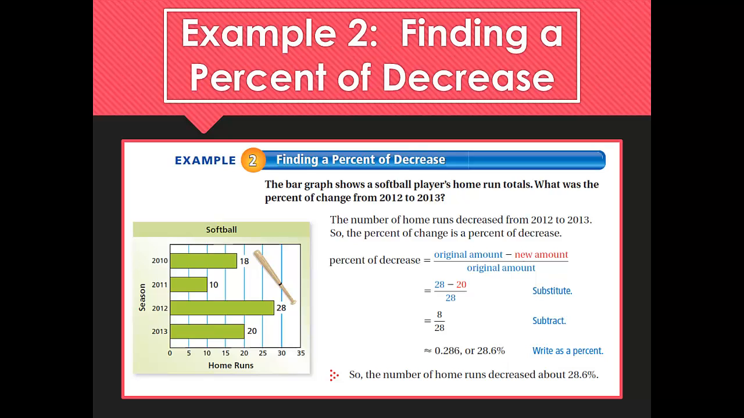Our percent of decrease would be equal to the original amount minus the new amount, and that would then be divided by the original amount. Our original amount would be the number for 2012, which was 28. Our new amount is the number from 2013, which is 20. So we have 28 minus 20, and that would be divided by 28. 28 minus 20 is equal to 8, and 8 divided by 28 is approximately 0.286, or 286 thousandths. When we convert that to a percent, we would get 28 6/10%. So the number of home runs decreased by about 28 6/10%.